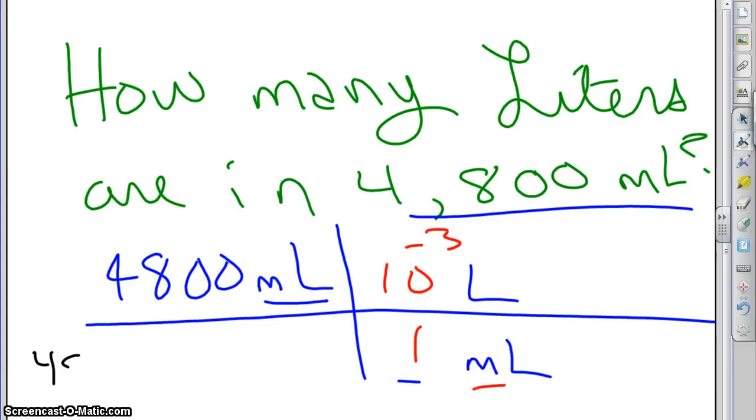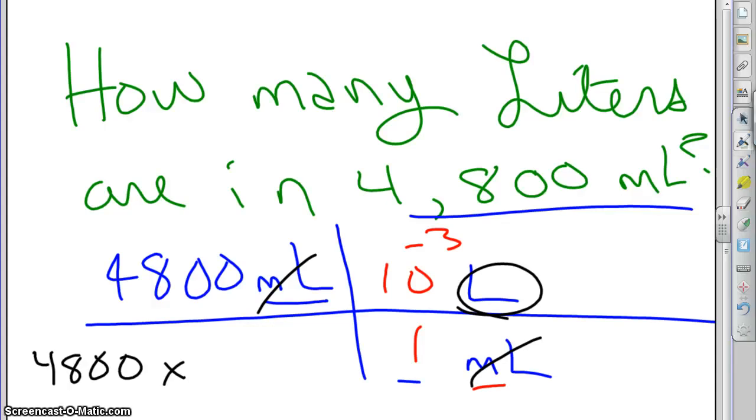We're going to hit 4,800, and then we're going to hit times. And by the way, our milliliters cancels. We will be left with liters here. This is a real simple example. You can probably do this one in your head, but a lot of the later ones you probably can't. So please follow along. You want to hit 10 to the negative third here.